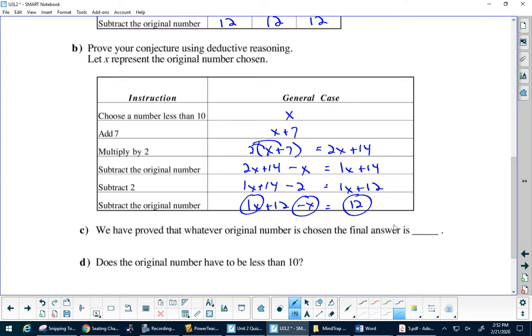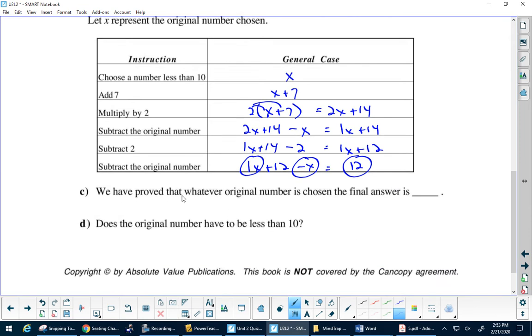So after I've done this, it's not such a magic thing anymore, is it? Okay, guys, does this make sense? Now, we have proved that whatever the original number is chosen, the final answer is 12. That's deductive reasoning. So, does the original number have to be less than 10? No. Would it work with a negative? Let's try it. Yeah, that'll work.